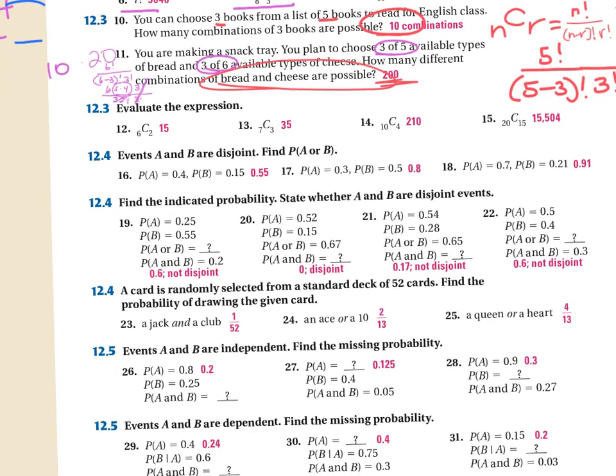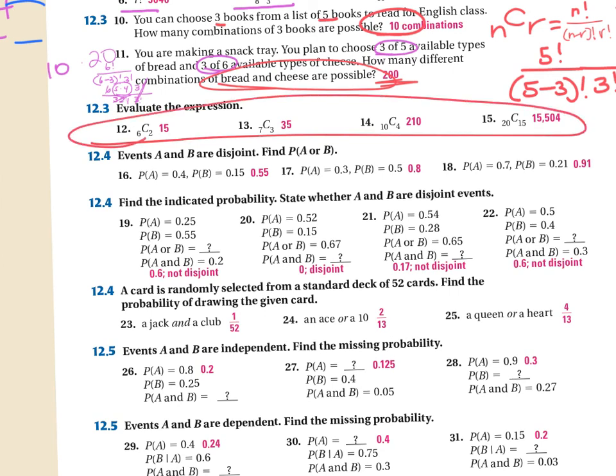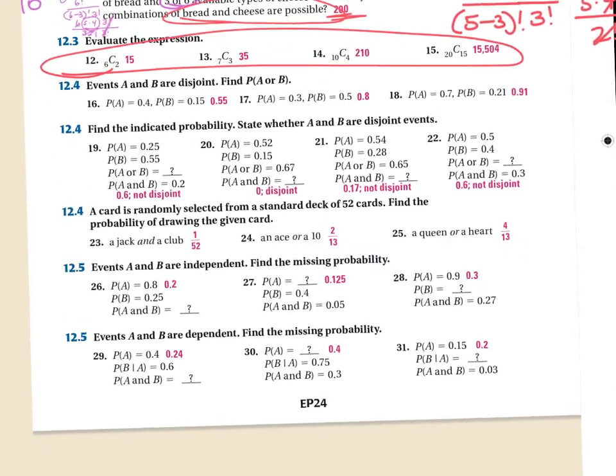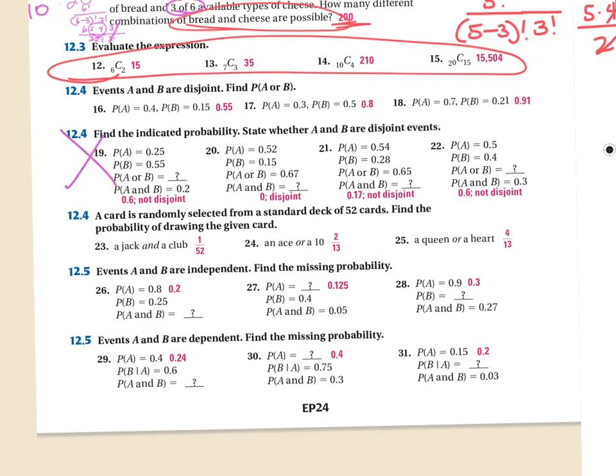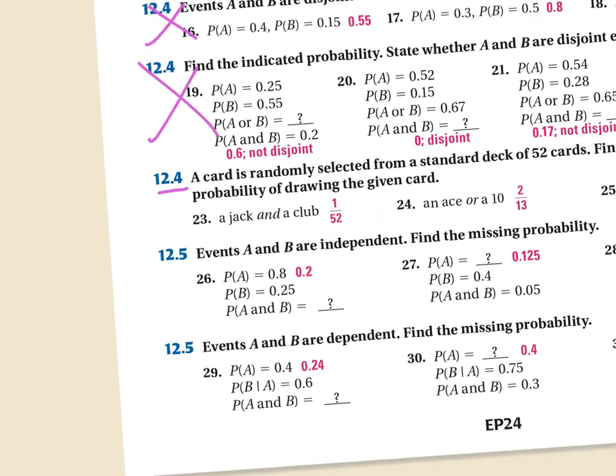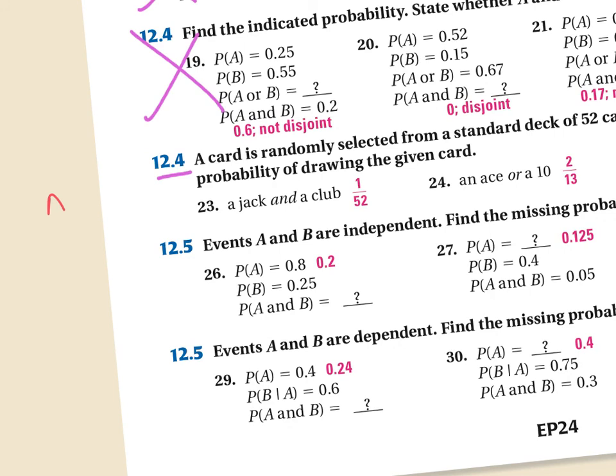And then you've got all of these combinations. These are just straightforward ways of doing the combinations. Good news is you don't really have to worry about the notation in 12.4. But these are all good questions here. So a jack and a club, remember the words: and you multiply, or you add.